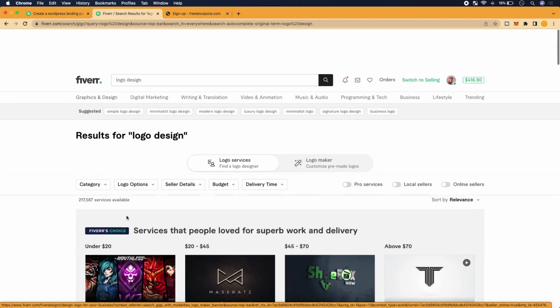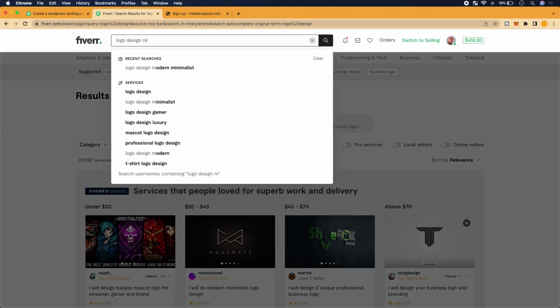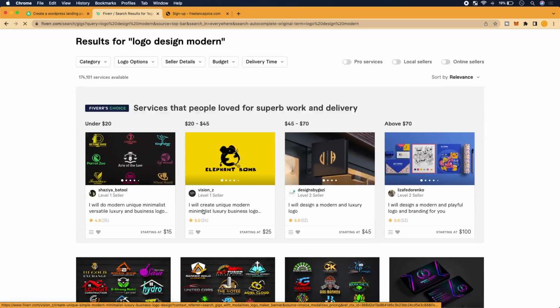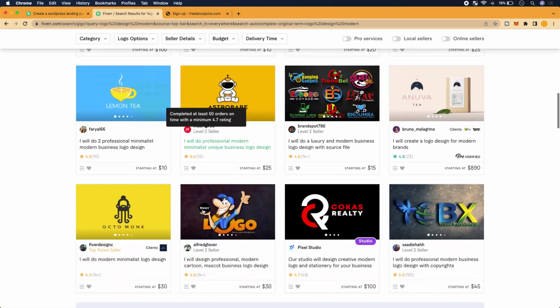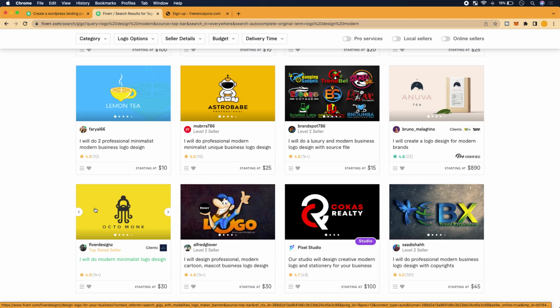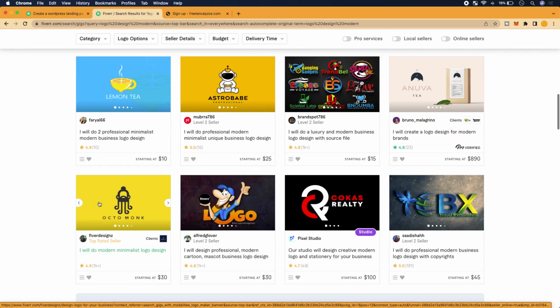Now, let's take a look at this. Logo design and then modern. So, logo design modern. Let's scroll down, and he's there again. So he ranked 3rd on the general logo list, then he ranked on the 1st page for logo design, and now he's ranking again for, did I do modern? Yeah, for logo design modern. So he ranked 1st page on 2 different combinations of keywords, and 3rd overall for logos in general. That's really good.